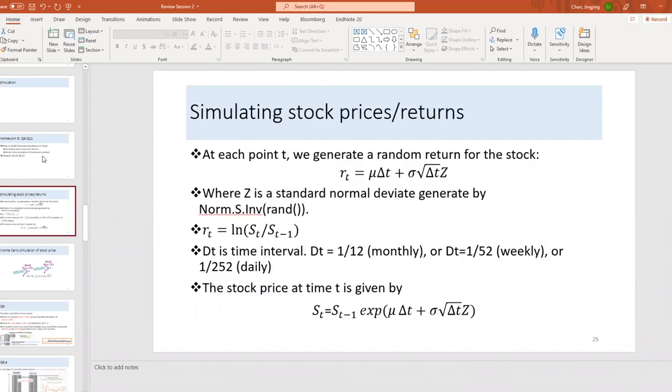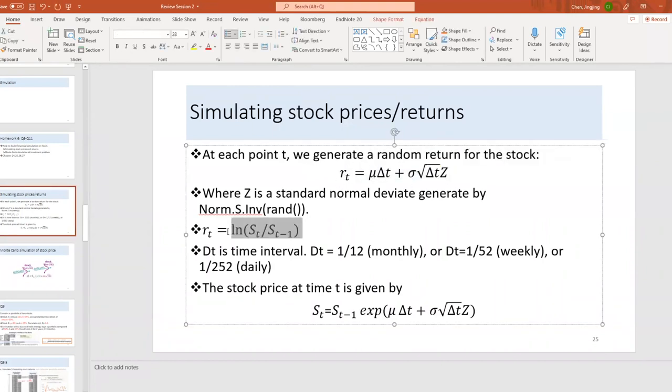The model that we use to simulate stock prices is here. On the left-hand side, this is the log return, which is defined here. So we are taking the log of the price ratio. On the right-hand side, we'll generate some random returns based on these. Delta T is our time interval. It can be at monthly frequency, then it will be 1 divided by 12. If it's at weekly frequency, then it's 1 divided by 52. Daily, so 1 divided by 252 trading days.